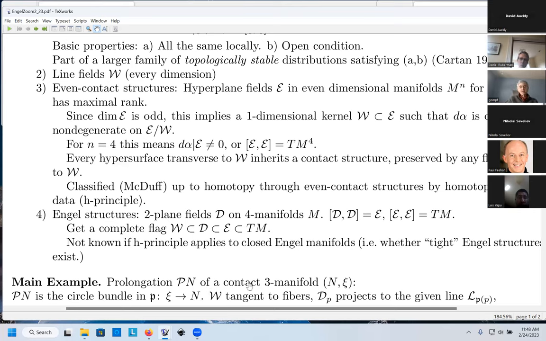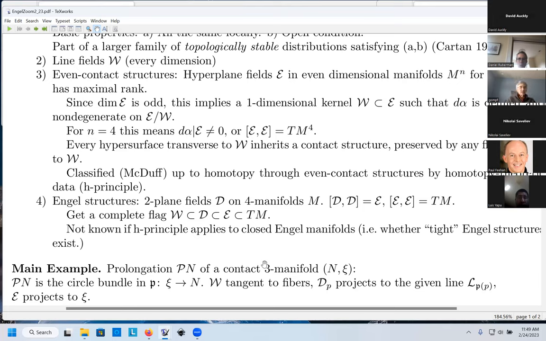And to visualize that, we just imagine that if we walk around the circle direction, then this line rotates once inside of the contact plane. So these things are easier to visualize than you might think once you get used to them. So, what is the even contact structure? Well, we take the plane field and we sum it with W in the same way, and that gives us the even contact structure.